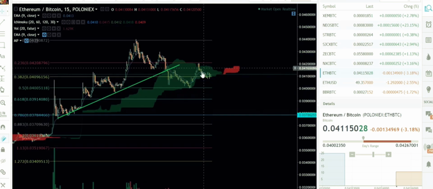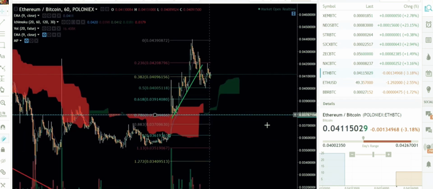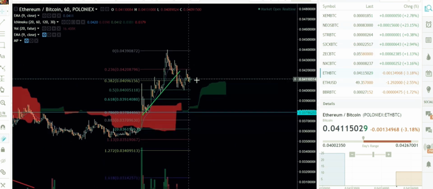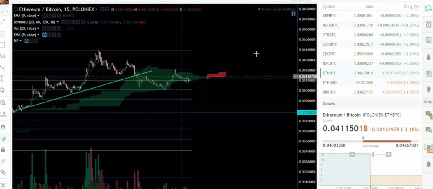Now, we're still kind of chopping around in this 15-minute cloud, so now let's look at this thing on the hourly again. Okay, so we're still well above the hourly cloud. But that doesn't mean that we're just going to take off here and continue. If you noticed, we were kind of chopping around in the 15-minute cloud without any kind of real verification that we were on the bullish side of it.